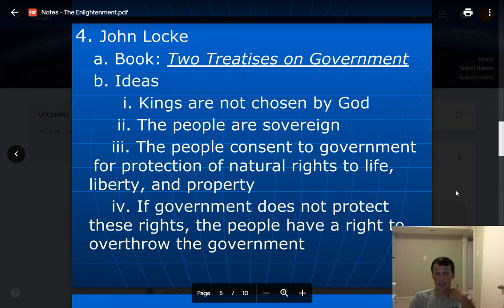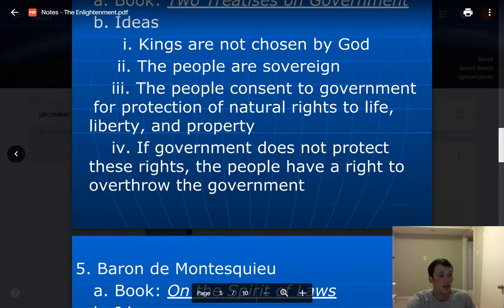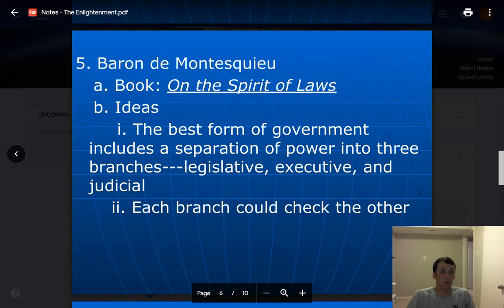You'll be seeing them again in government, because this right here is more or less the basis for the Declaration of Independence. And Thomas Jefferson, when he writes the Declaration of Independence, draws very heavily from John Locke, right? So, moving on, we have Montesquieu, right?